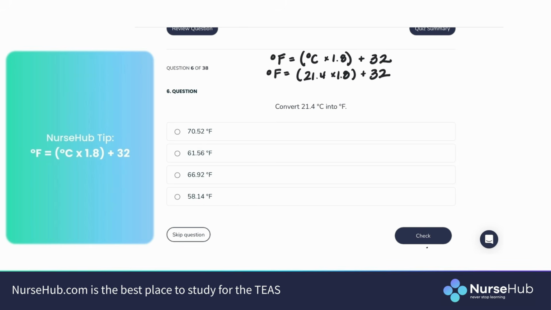Order of operations is we have to do what's inside first. So we multiply 21.4 times 1.8. We get 38.52. So we get degrees Fahrenheit equals 38.52. And we add 32 to that, which then gives us 70.52 degrees Fahrenheit. Right here.